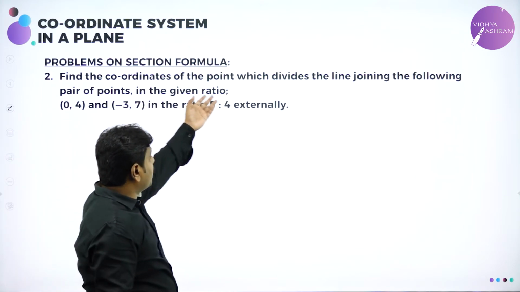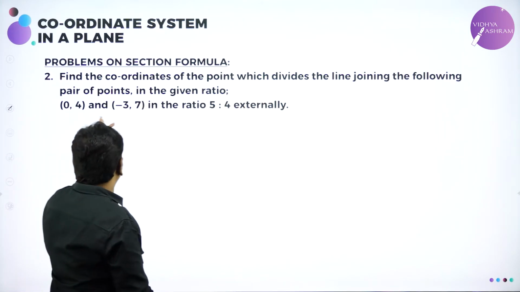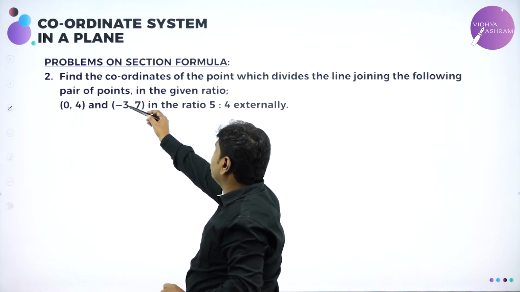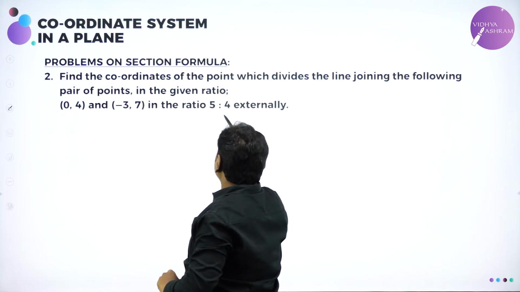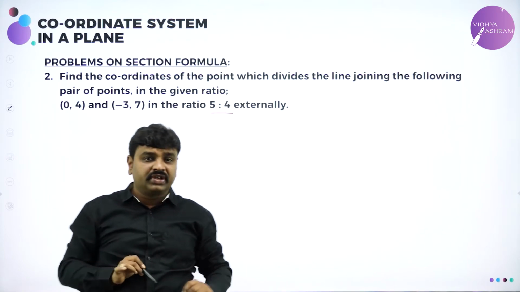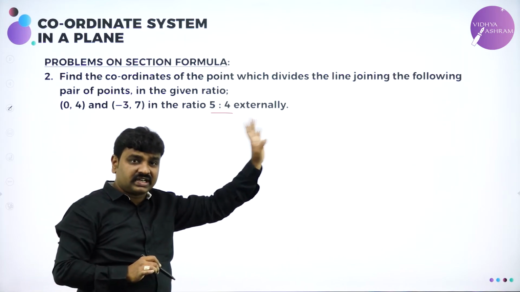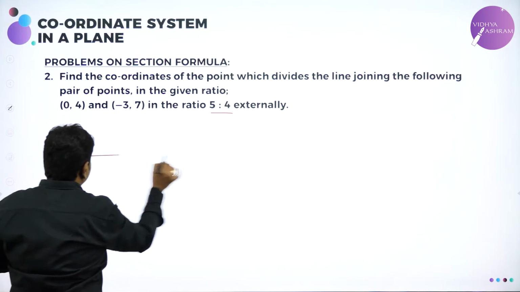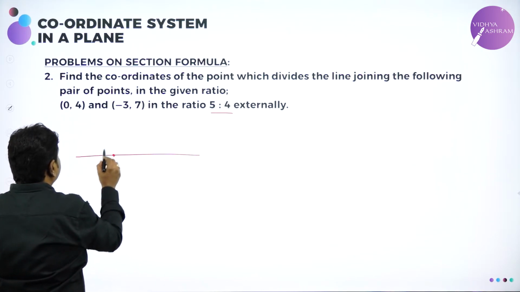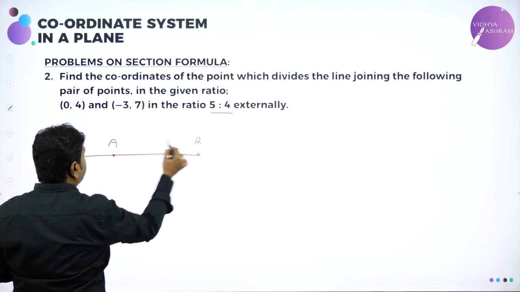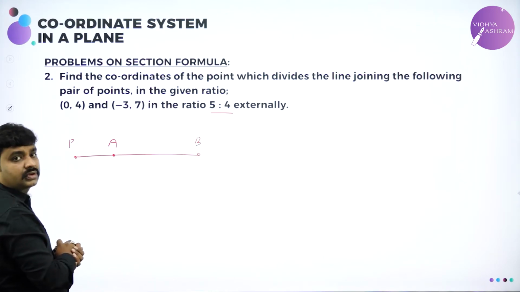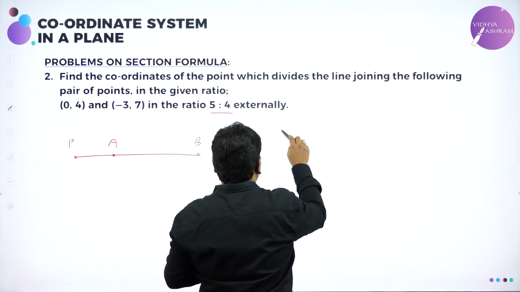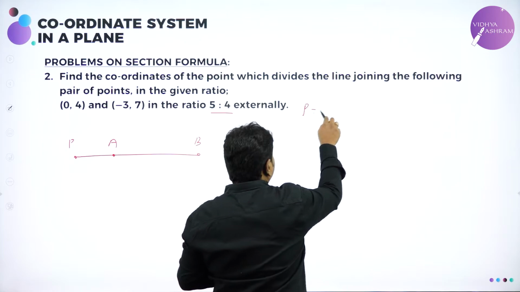Find the coordinates of the point which divides the line joining the following pair of points in the given ratio. So they gave the ratio. What is the ratio? 5:4, and they mentioned externally, and they gave the points. So externally means A is here, B is here, the point of division is here. That is the meaning. But what is the formula for external division?